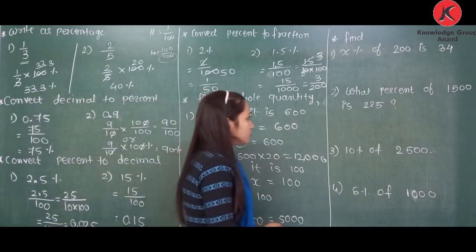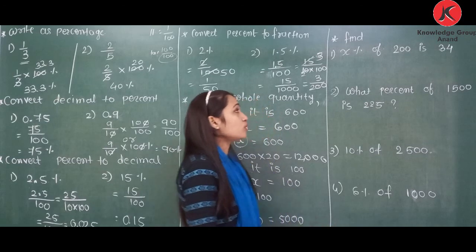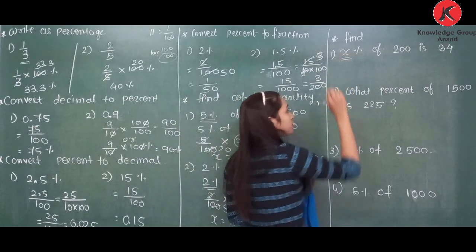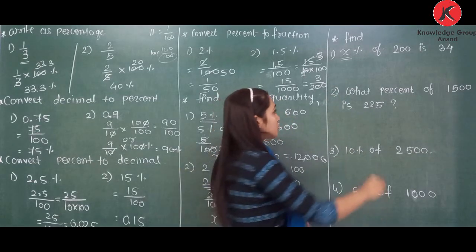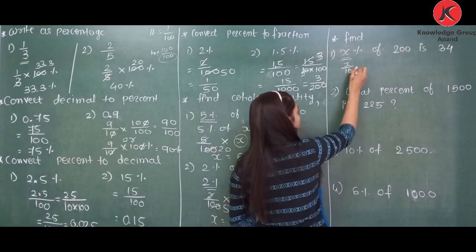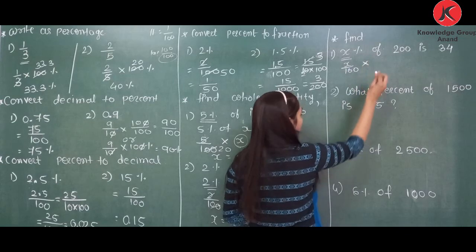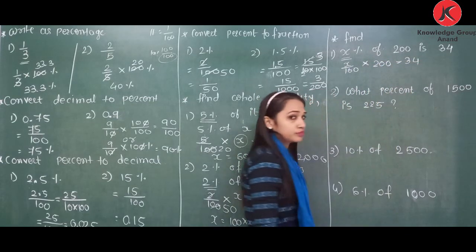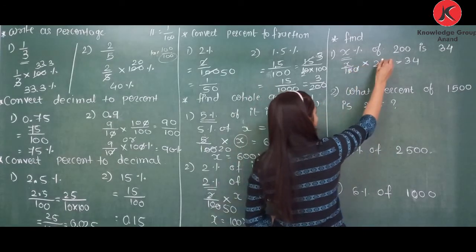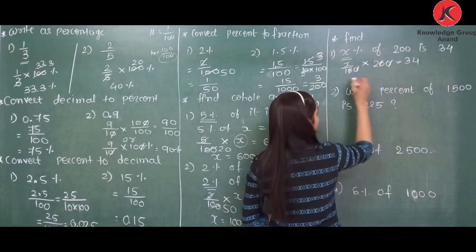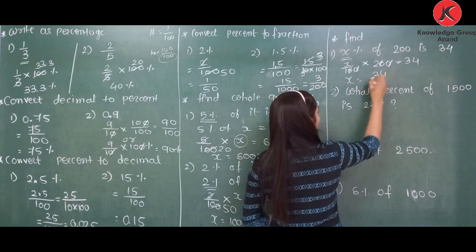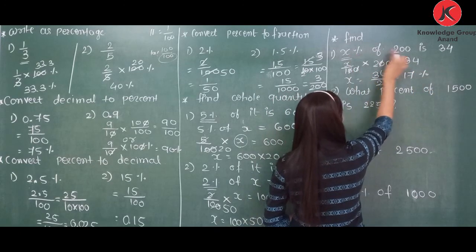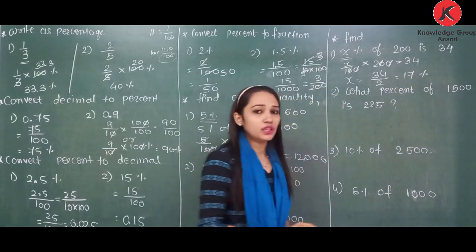Next one, x% of 200 is 34. So here we need to find what percent. x% means x by 100. Of means multiplication. 200 is 34. So we can cut this 0. Now 2 that is the multiplication becomes division. So it is 17%. Means 17% of 200 is 34.